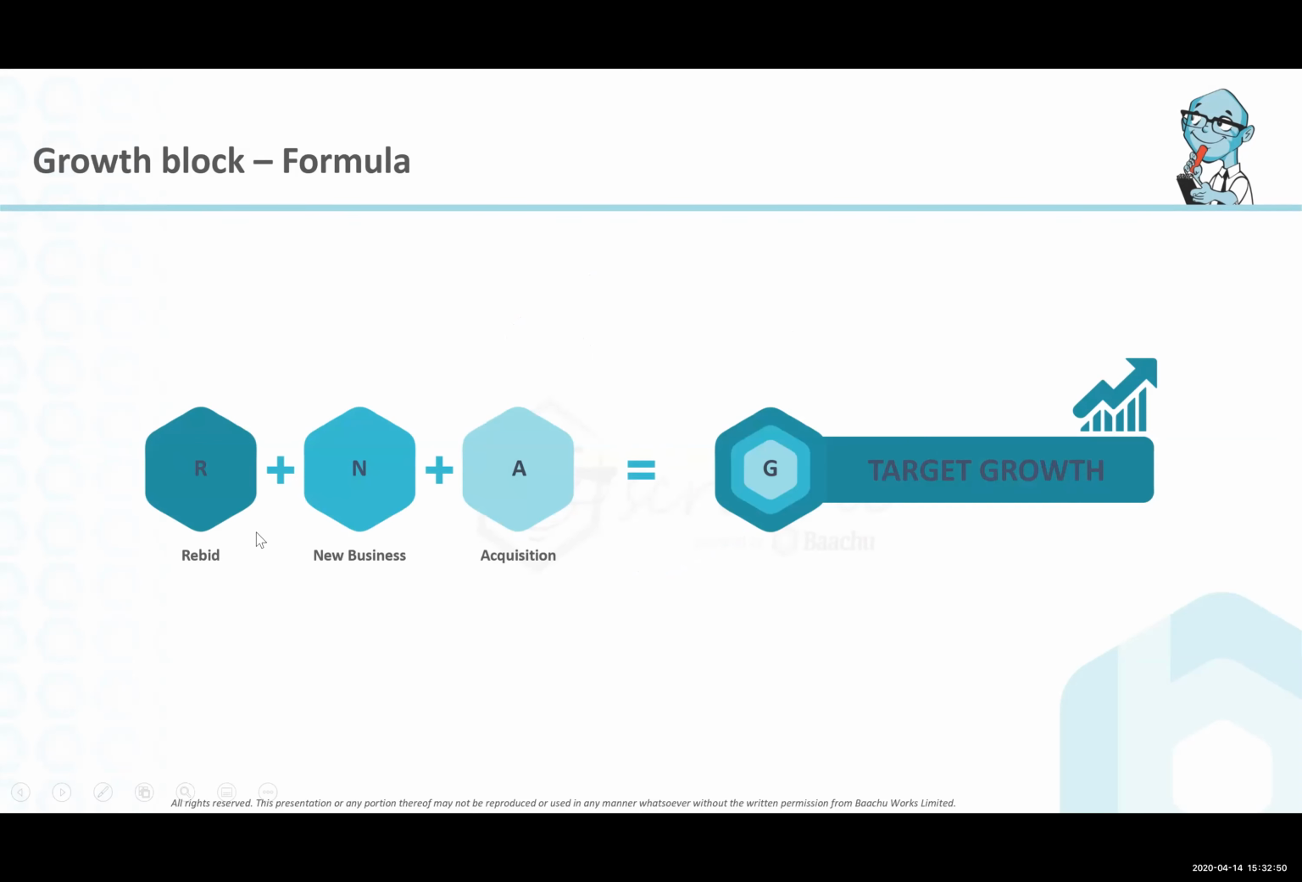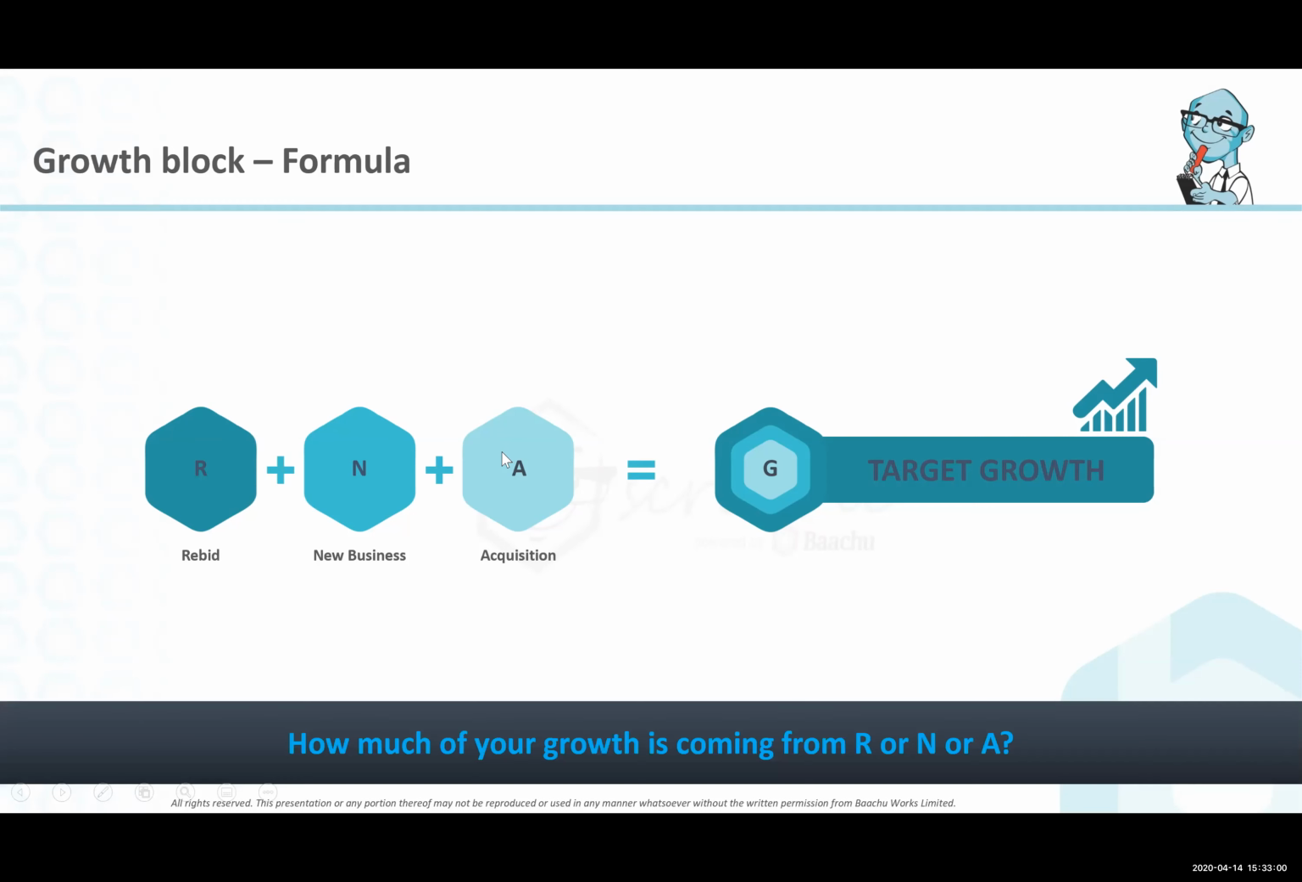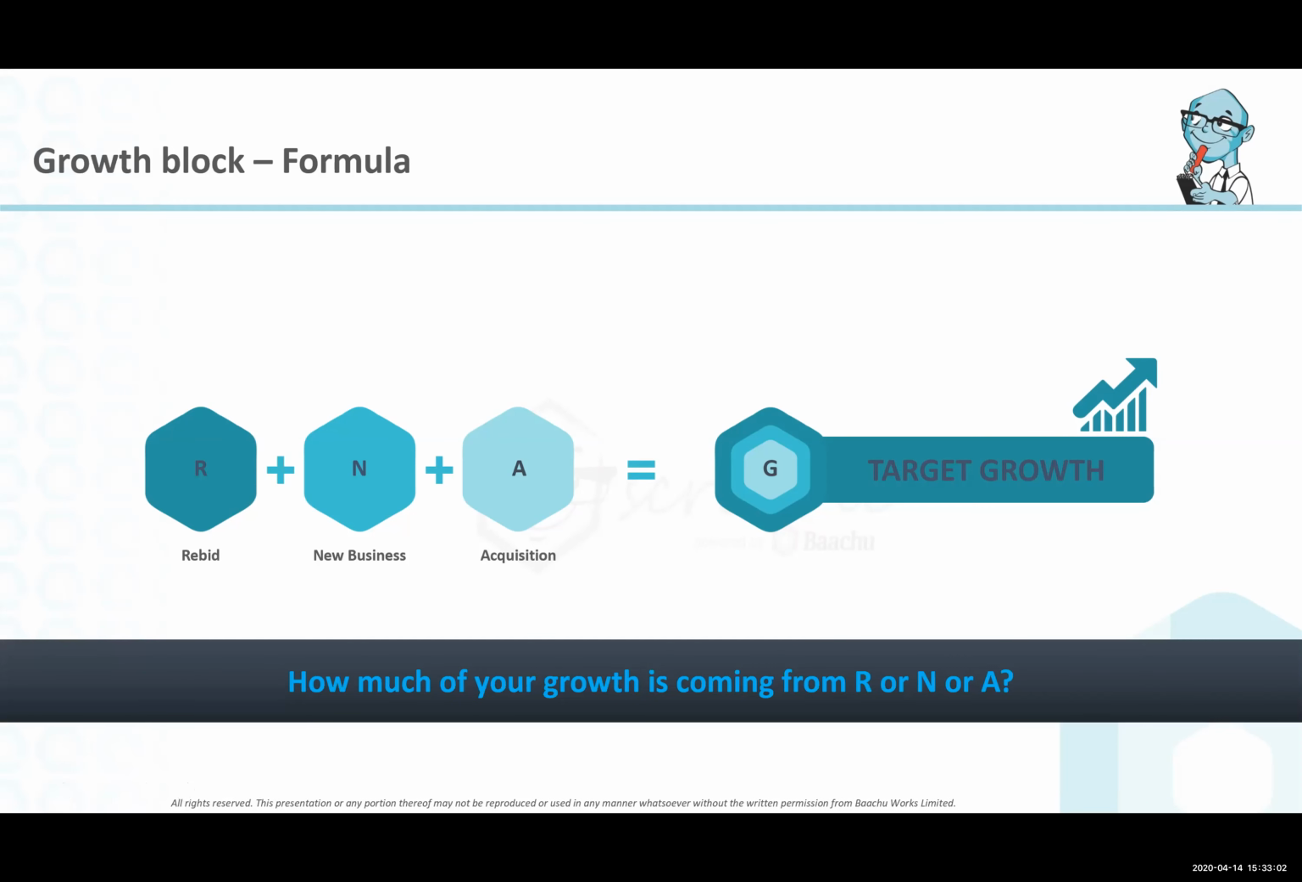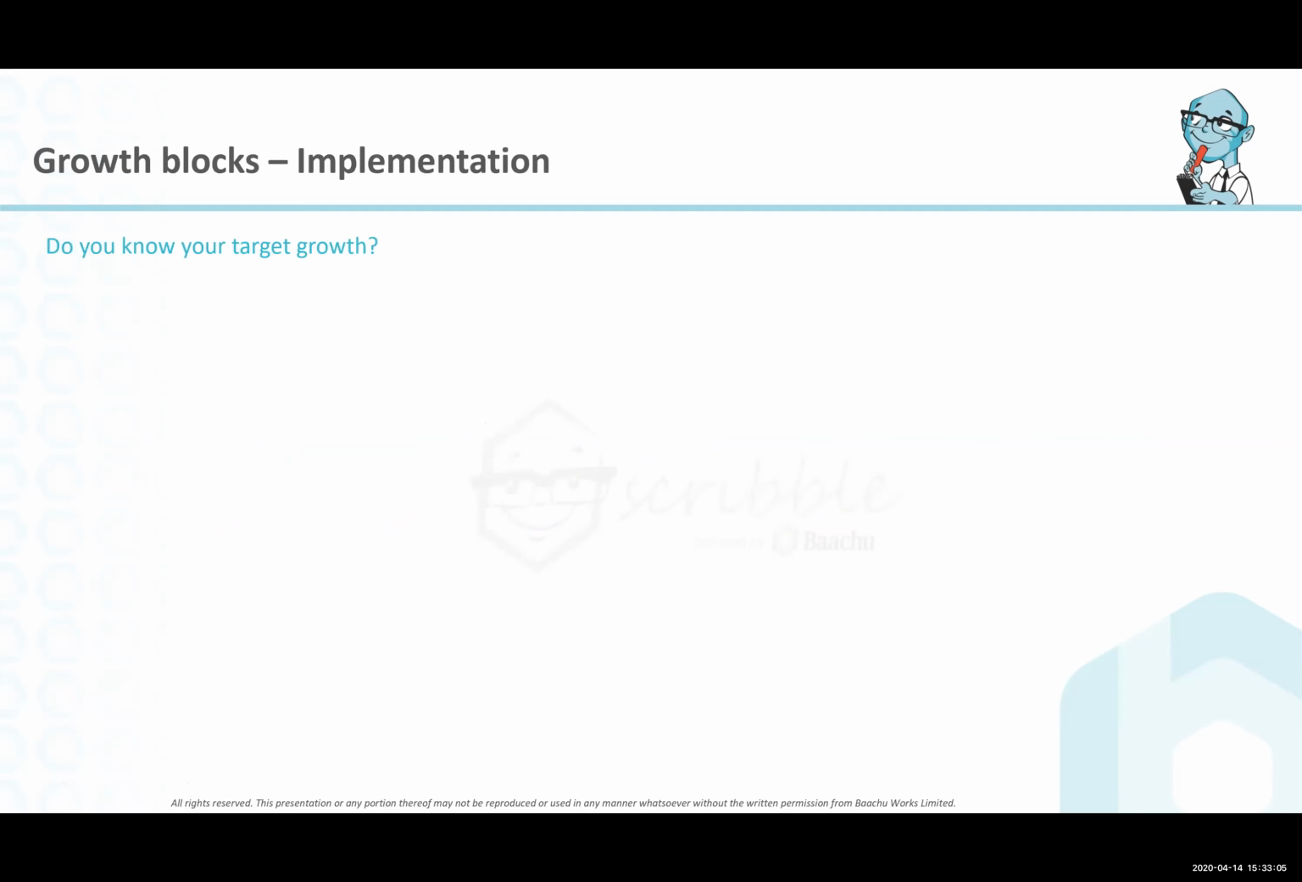A quick test will be, do you know the incumbent? If you know the incumbent, then that's rebid. If you don't know the incumbent, then find the incumbent. But if it's an entirely new project, it's a new project. What's the proportion of how much of your growth is coming from R or N or A? It's a question that you might need to look for.